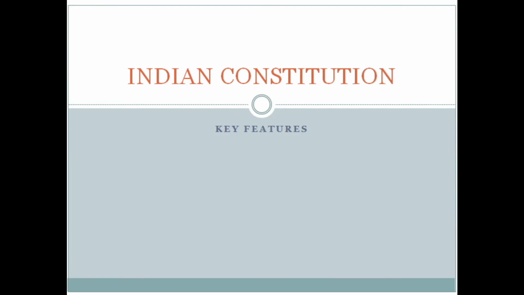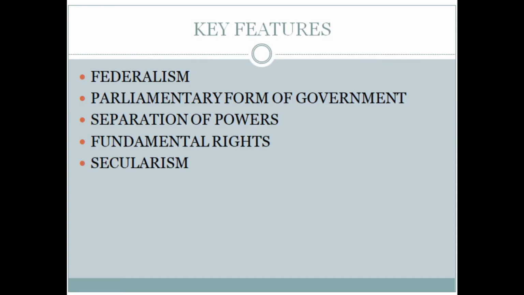Hi all, in this video we are going to discuss the key features of Indian Constitution. First one, Federalism. Federalism refers to the existence of more than one level of government in the country. In India, we have governments at the state level and at the center. Panchayat Raj is the third tier of government.